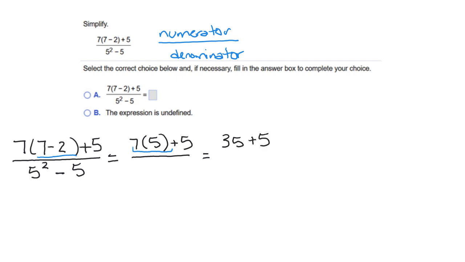Rewrite from left to right, plus 5. And then add and subtract last, and that will give me 40. So there's my numerator simplified. Then I'll take a look at my denominator.